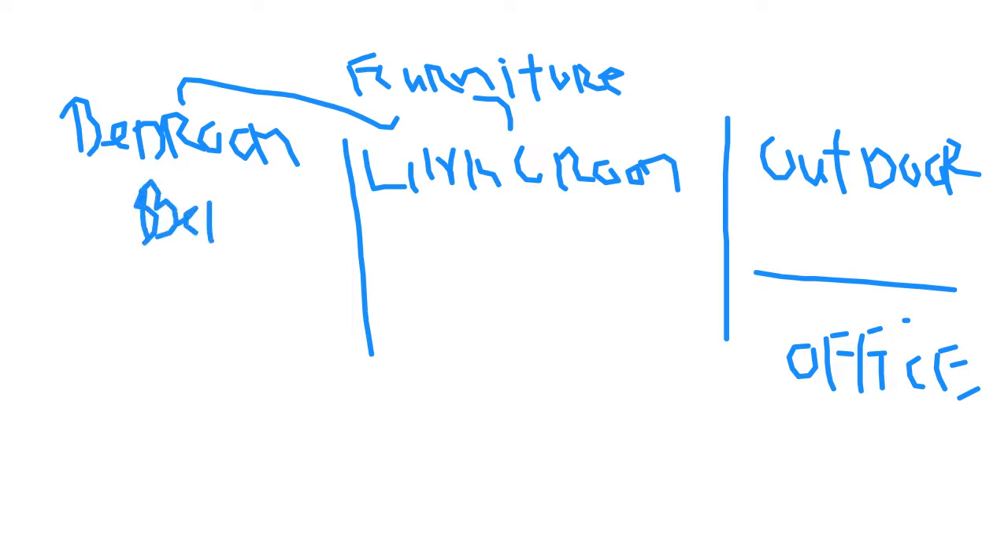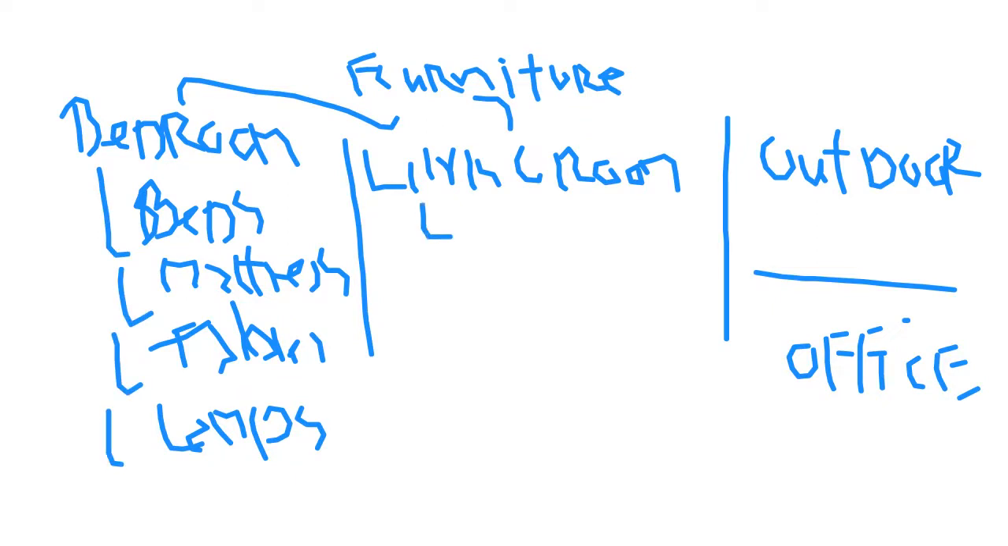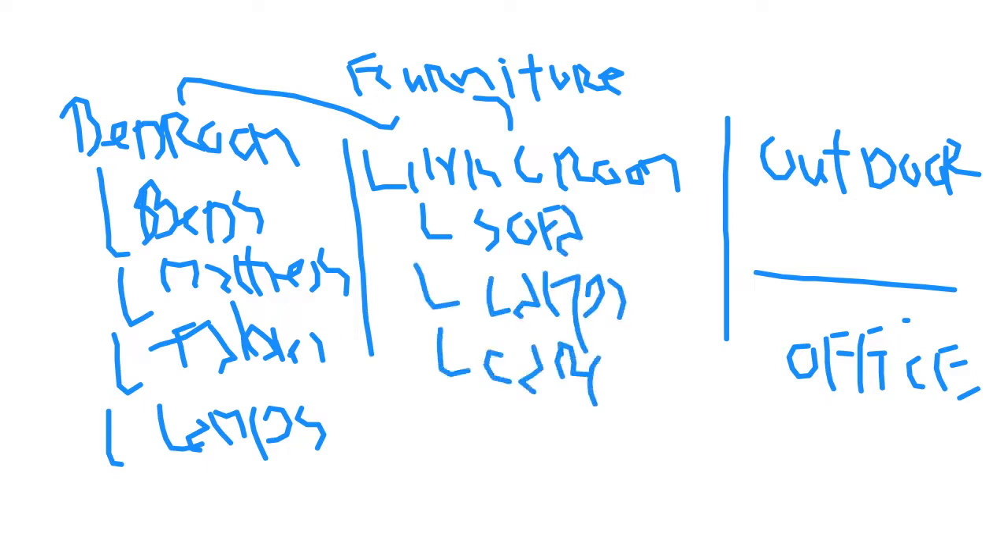And then bedroom, then you'll have bed, mattress, and then you have tables, right? Lamps. Yeah, the pen is really, really bad. And then the living room will have the same thing. So, right, we have a hierarchy. All of these are at the same level. Then you have sofa. Again, you have lamps, carpets. Then you have a mirror, etc. So this is building hierarchy.